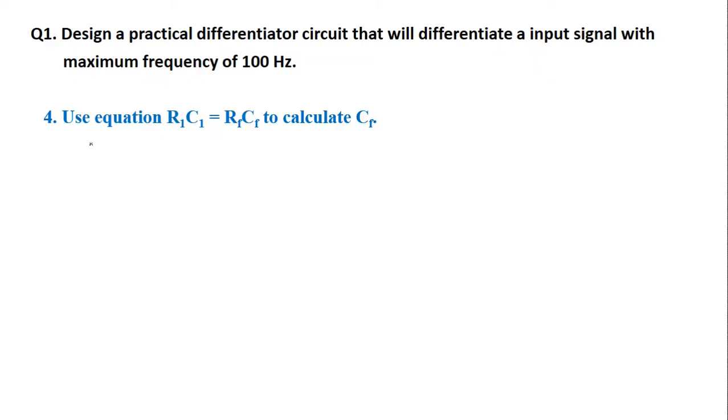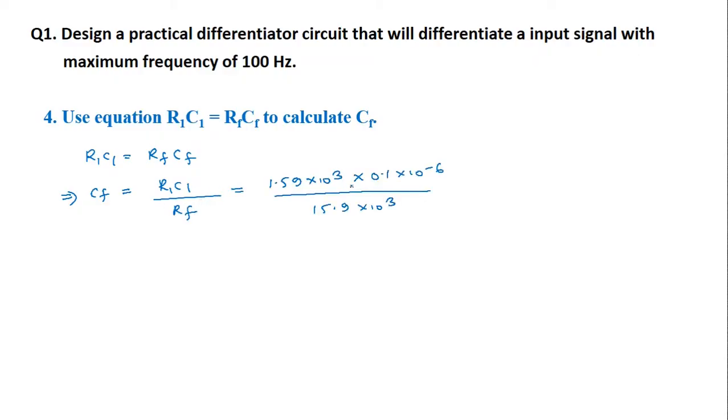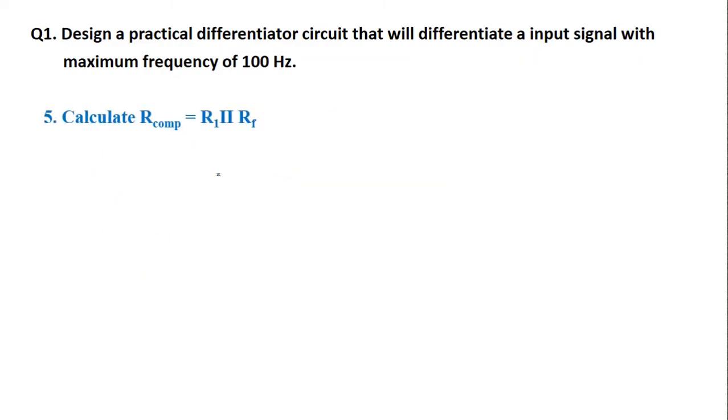Now next step is to use this equation R1 C1 is equal to RF CF to calculate the capacitance CF. So since R1 C1 is equal to RF into CF, from this equation CF will be equal to R1 C1 whole divided by RF. Now we put all the values to find out CF. When we put all the values of R1 C1 and RF, we get this type of equation. Now this 10 to the power 3 and this 10 to the power 3 get cancelled out, and CF is equal to 0.01 microfarad.